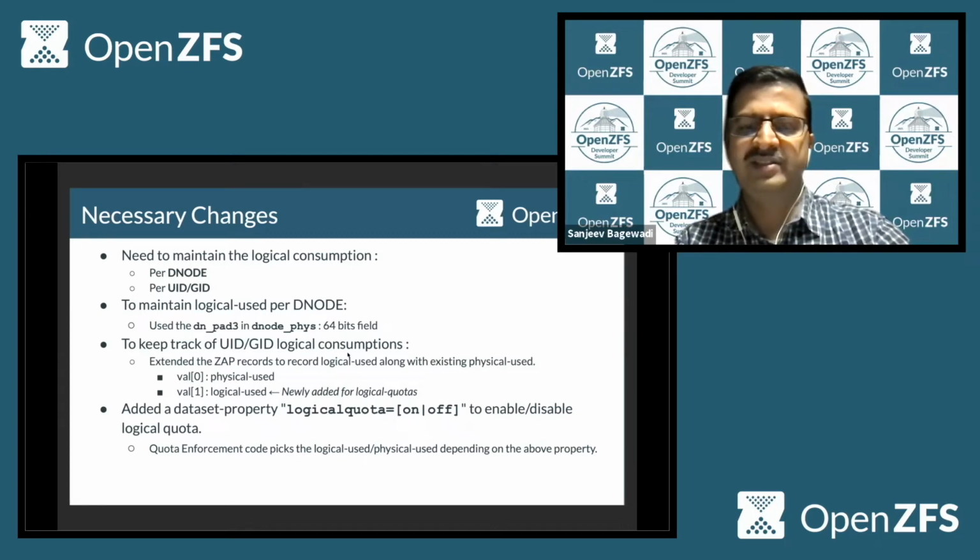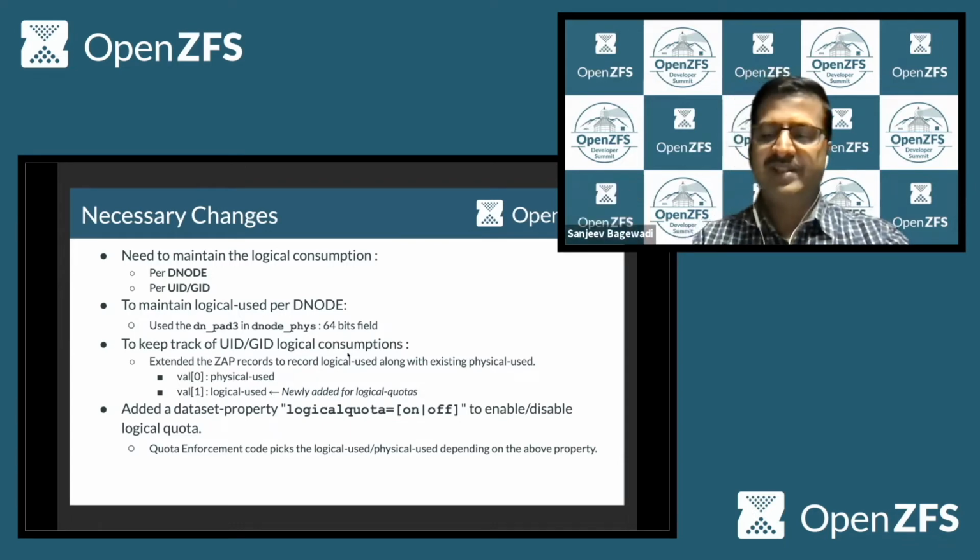So if you say logical quota is on, all the enforcement code, which is when you're trying to do a DMUTX assign, that's the one where you check against the quotas. It would start using the logical quotas. Whereas if logical quota is off, it falls back to the current implementation that we have, which is you apply it on the physical block allocations.